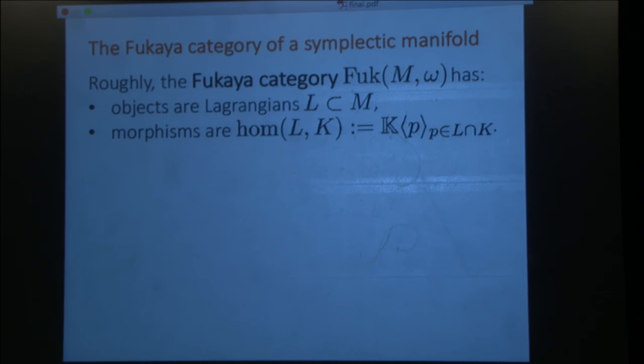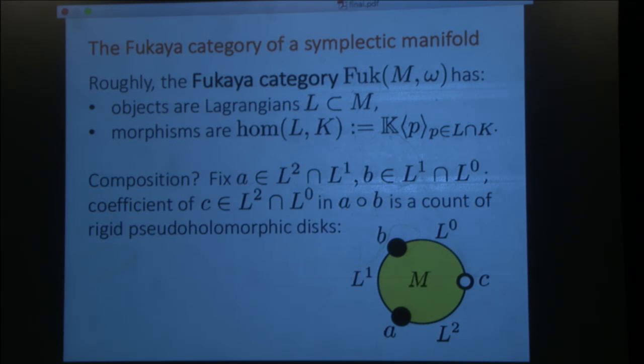Now, in order for this to be something like a category, we have to have a way of composing morphisms. So the way we'll do that is, let's take a morphism from L2 to L1 called A, another from L1 to L0 called B, and I'd better tell you how to compute the coefficient of some other intersection point C of L2 and L0 in the composition of A and B. We'll do that by counting rigid pseudo-holomorphic disks.